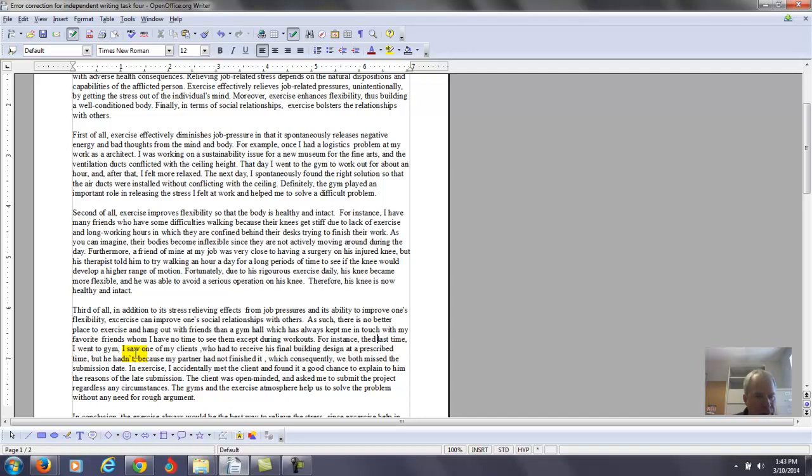Gym and exercise atmosphere help us solve the problem without any need for, let's say, verbal confrontation. Vocabulary is a little limited. You say argument, I say verbal confrontation. That is a more accurate way to explain it. I'm going to say this because you mentioned it. You talked about your relationship thing.